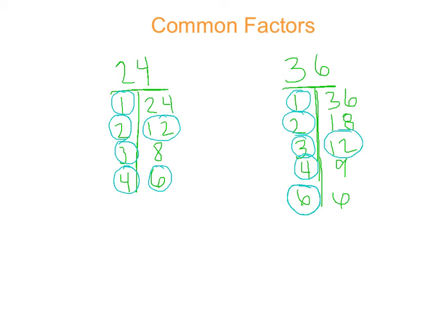So if we were to ask you for common factors, we would say the common factors of 24 and 36 are 1, 2, 3, 4, 6, and 12. The others are factors, but they're not common factors.